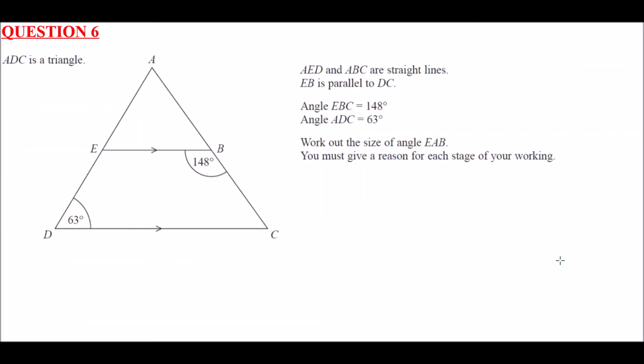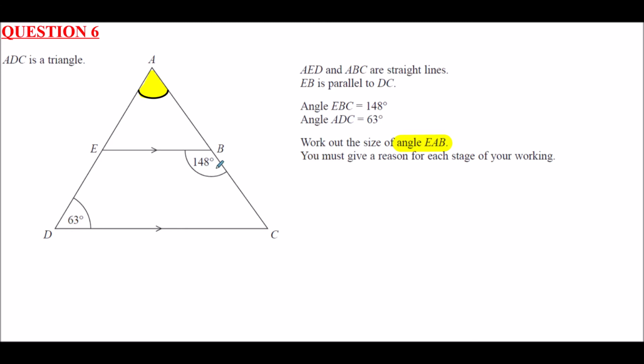Question 6, we've got some angles in triangles. So let's talk this through and unpick it step by step. So we want to work out the size of angle EAB. So is it the angle at E, the angle at A, or the angle at B? It's always the middle letter you go for. So it's the angle at A as you move from E to A to B. So we're trying to find this angle here at the top.